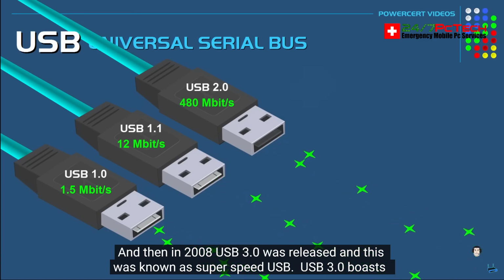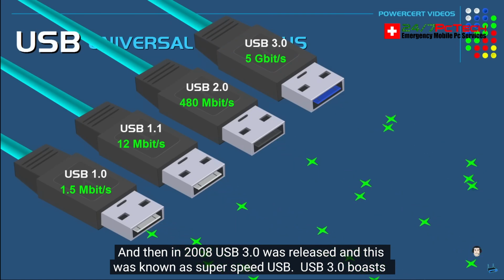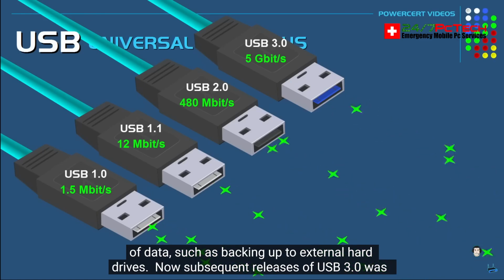And then in 2008, USB 3.0 was released, and this was known as Super Speed USB. USB 3.0 boasts speeds of 5 gigabits per second. The high-speed increase was meant for transferring large amounts of data, such as backing up to external hard drives.